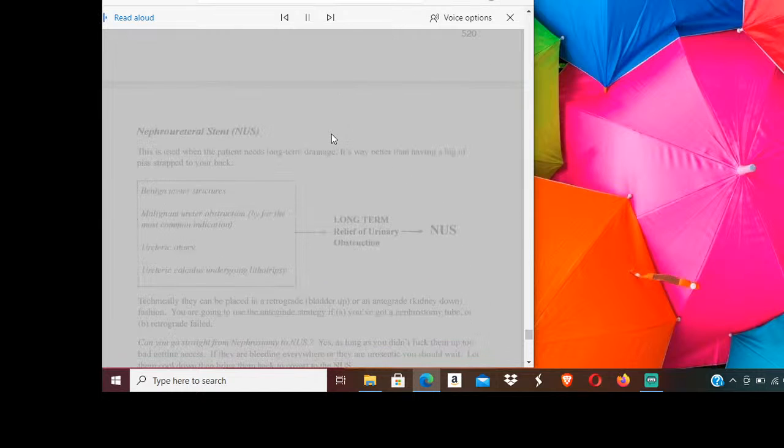520. Nephroureteral stent, news. This is used when the patient needs long-term drainage.